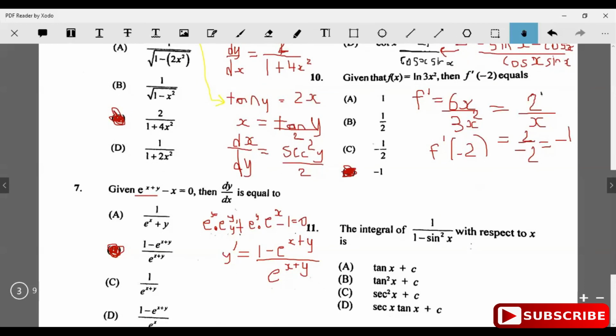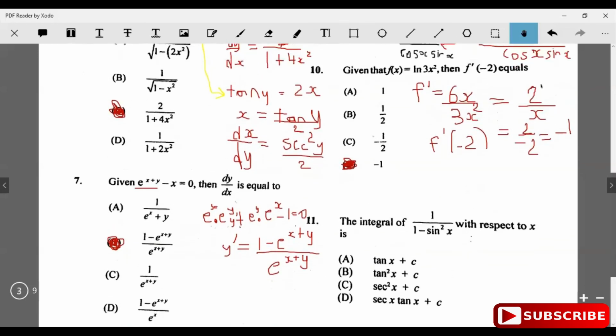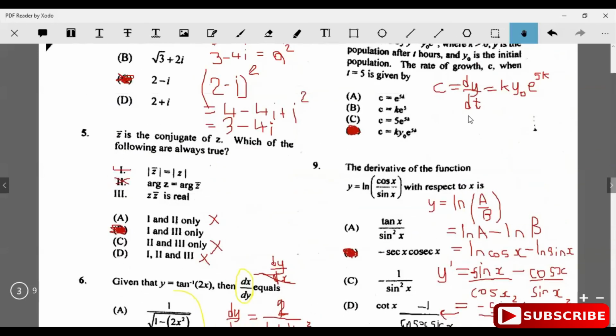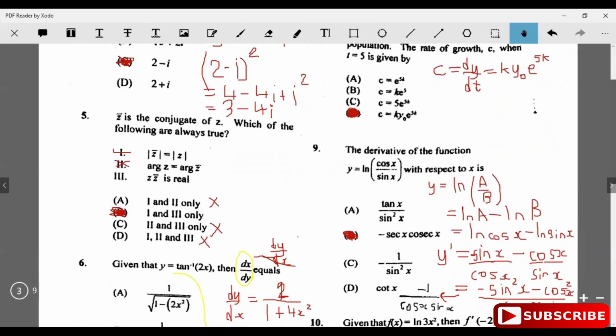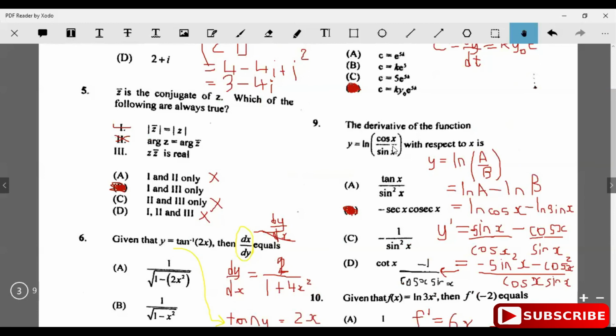Option 7 is a big repeat question. Option 8 is a repeat question. Option 9 is a new question now. So this is also another new question. They said, what is the derivative of ln of cosine x over sine x?